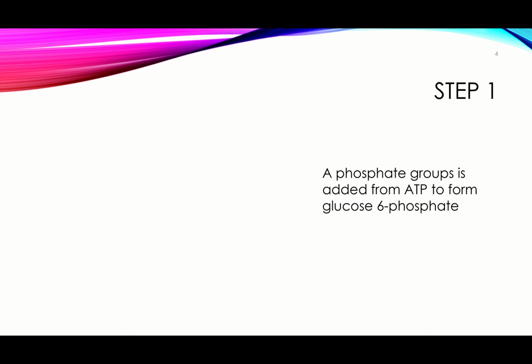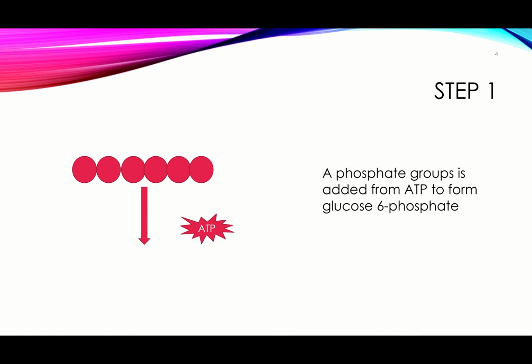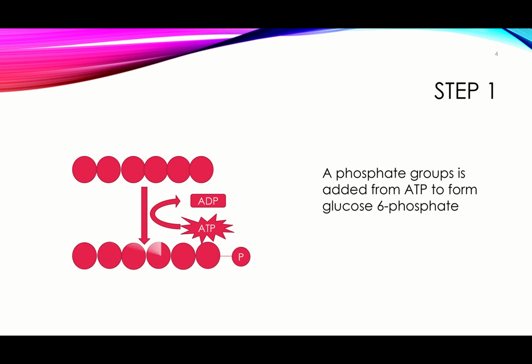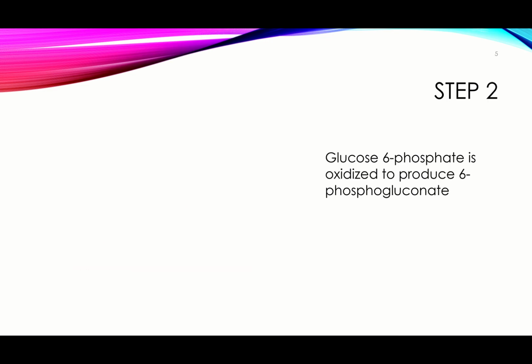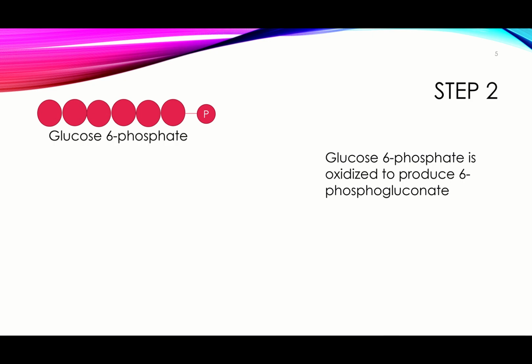Well, step 1 involves 1 molecule of glucose having a phosphate group added to it to form glucose 6-phosphate. The phosphate group comes from 1 molecule of ATP being converted into ADP. Step 2 involves the glucose 6-phosphate from the last step being oxidized to form 6-phosphogluconate. NADPH plus H is a byproduct of this step.